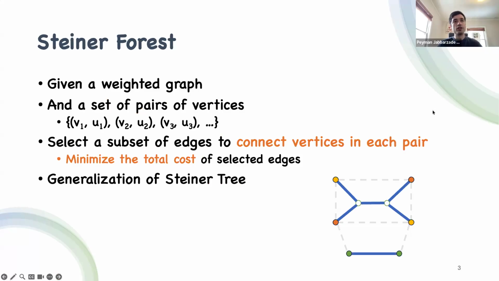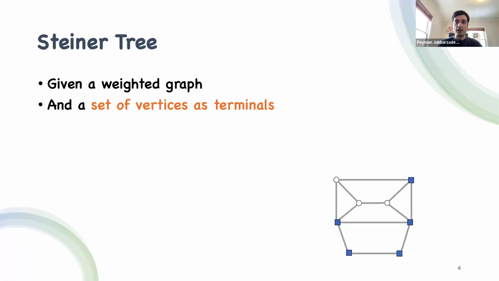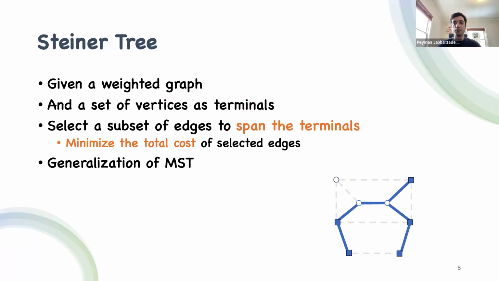This problem is a generalization of the Steiner tree problem. So in Steiner tree, again, we have a weighted graph. This time we have a set of vertices that we call terminals. And we want to select a subset of the edges of the given graph such that these edges span all the terminals, connect all the terminals together. And again, we want to minimize the total cost of the edges that we are selecting. And this problem is a generalization of the minimum spanning tree problem.